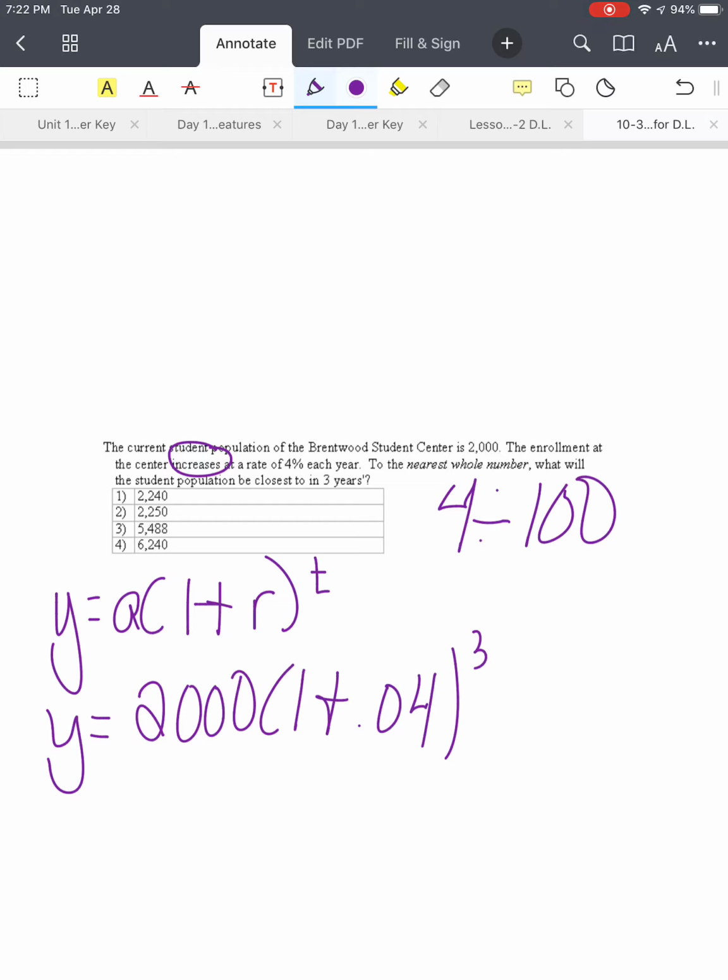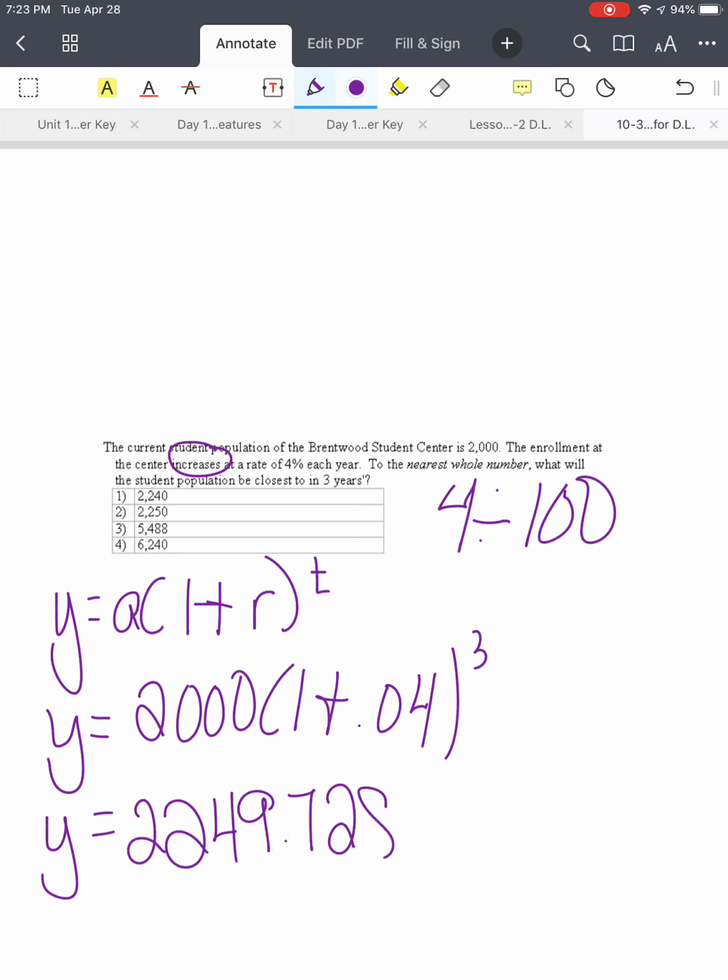Should it be more or less? I guess we could tell just by looking at the choices, but it should be more than 2,000 because the population is increasing. So if it started at 2,000, it should be more after that. So 2,000 times 1 plus 0.04 to the third. Okay, so that's what I got.